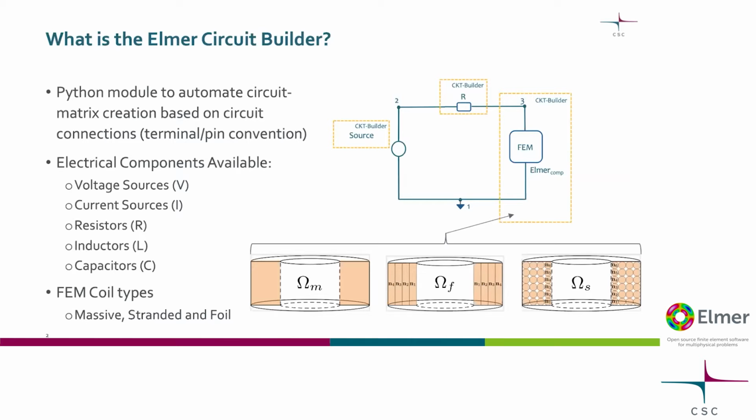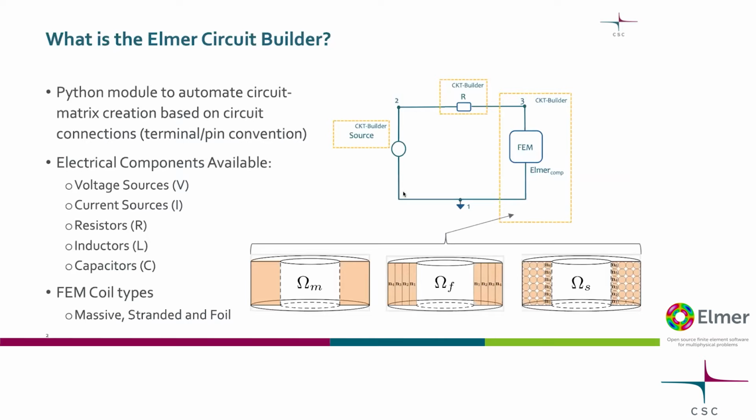It is simply a Python module to automate circuit matrix creation based on circuit connections, so terminal pins, 2-pin connections. If you look to the right, you're going to see an image of a quasi schematic. For instance, here we have a source that is connected between pin 1 and 2, a resistor, which is connected between 2 and 3, and then we have an Elmer component, which is connected between pin 3 and 1.